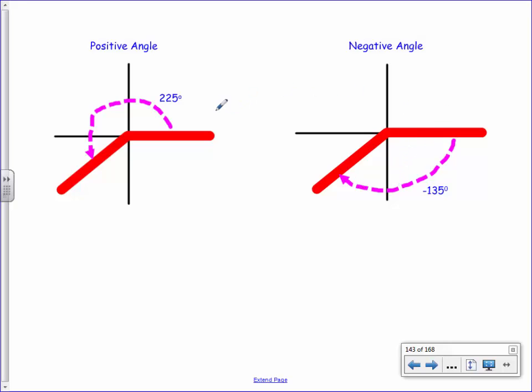Long story short, if you go counterclockwise around the circle, going quadrant 1, then 2, then 3, then 4, that's known as a positive angle. If you go quadrant 4, then 3, then 2, then 1, if you go backwards, then it's a negative angle. That's all.